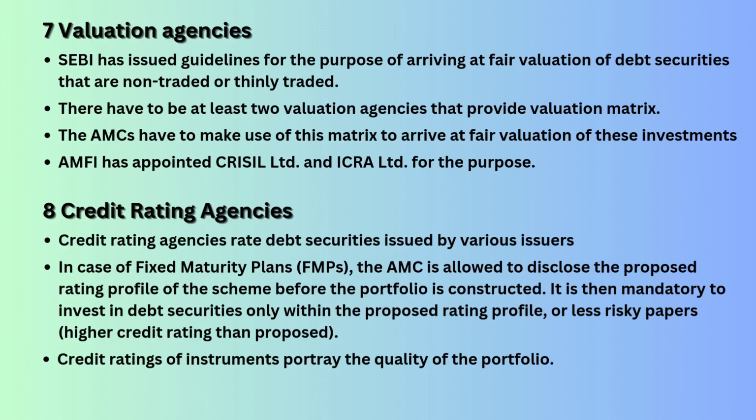Credit rating agencies. Now, the debt securities are rated according to the company they belong to. There are certain debt securities which are AA, some of them are AAA, AA plus. So, various ratings are given by the credit rating agencies. Credit rating agencies rate debt securities issued by various issuers. In case of fixed maturity plans, FMPs, the AMC is allowed to disclose the proposed rating profile of the scheme before the portfolio is constructed. It is then mandatory to invest in debt securities only within the proposed rating profile or less risky papers, that is, higher credit rating than proposed. Credit ratings of instruments portray the quality of the portfolio.